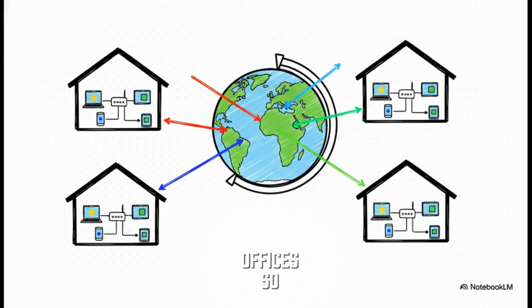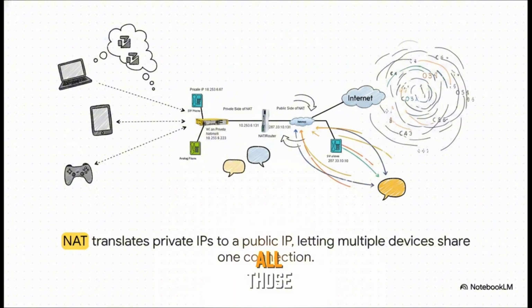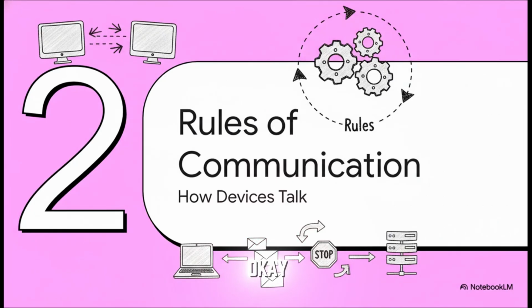So how in the world do all those devices with private addresses talk to the outside internet? Well, it's through this really clever trick called network address translation, or NAT. Your router acts like a kind of gatekeeper or translator. It takes all the requests from your private devices, sends them out using its one and only public IP, and when the answers come back, it remembers exactly which phone or laptop to send them to. It's pretty smart.